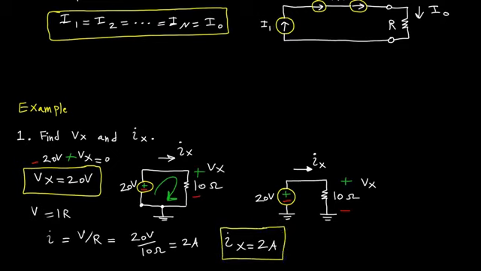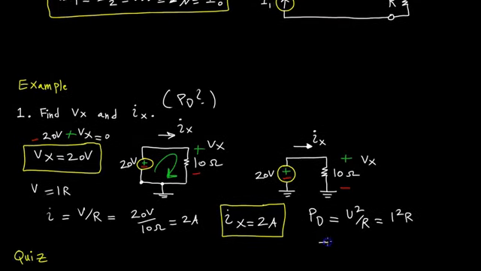Just to complete the cycle, let's say, as a bonus, what's the power? I'm just going to say power dissipated across the resistor, just to get more practice. So power dissipated would be either V squared over R or I squared R. And that would be equal to V squared, which is 20 volts, so that's 400 volts squared per 10 ohms, so that is 40 watts.